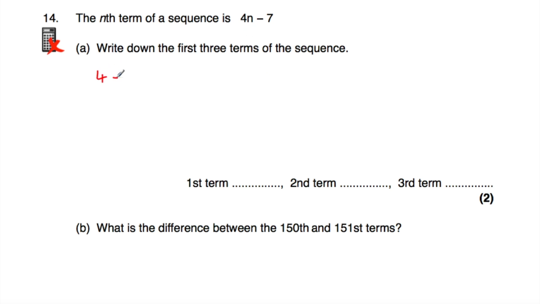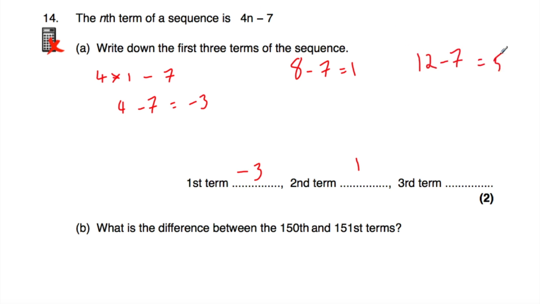So we're going to do 4 times 1. So 4 times 1 is equal to 4. Take away 7 is equal to negative 3. So the first term of the sequence is negative 3. The second term of the sequence, 4 times 2 is equal to 8. Take away 7 is equal to 1. And the third term of the sequence, 4 times 3 is 12. Take away 7 is equal to 5. So that means the first 3 terms in the sequence are negative 3, 1 and 5. And as you can see, adding 4.